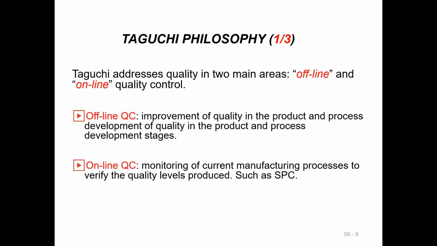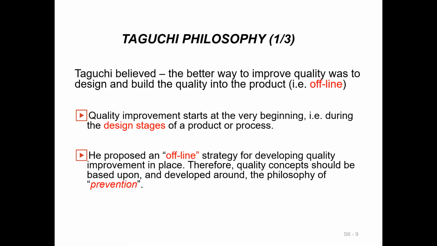Taguchi addressed quality in two main areas, offline and online. Online is sort of like the SPC and sampling that we have learned so far. And offline is saying that quality can be improved through product or process developments. So this is sort of a recap from what we discussed last video.